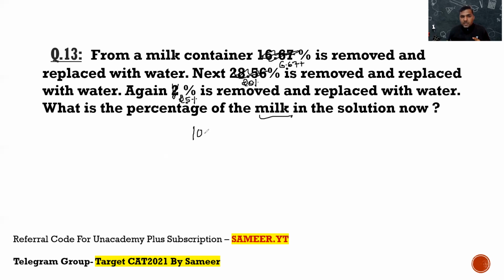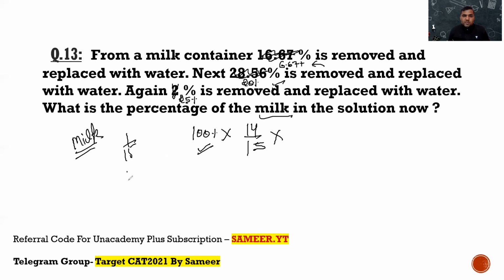So initially the milk is 100%. All you have to do is find out, because you're replacing it with water, which part will get removed, which part will get reduced. It's the milk percentage that will get reduced. So milk is initially 100%. In the first case, it will get reduced by 6.67, that is 1 by 15. So you'll be left with 14 by 15.